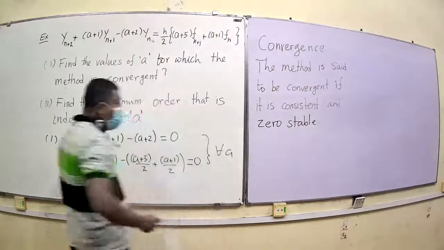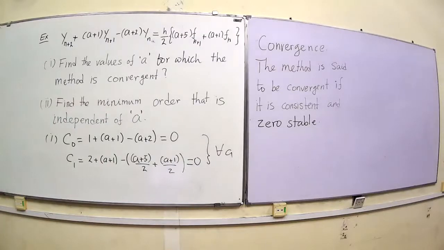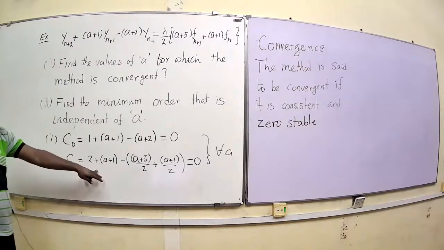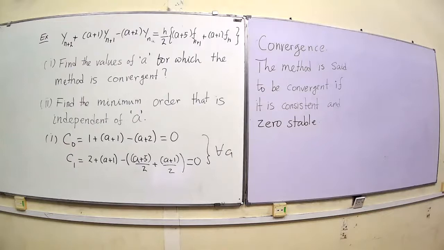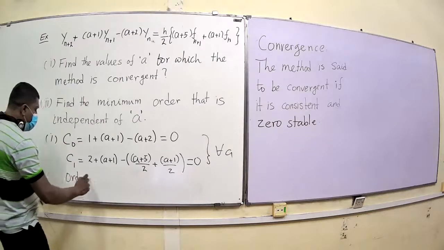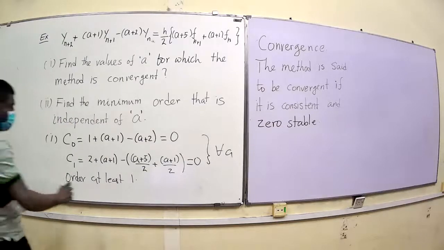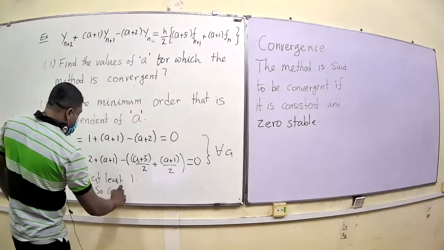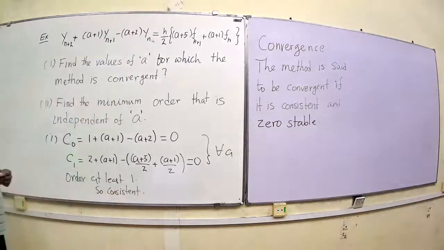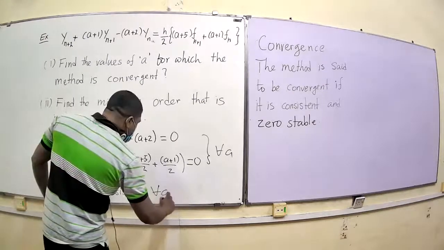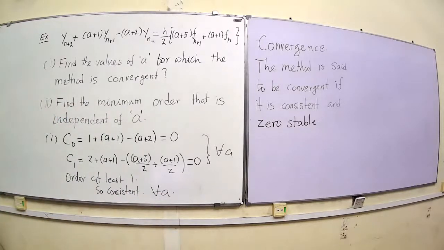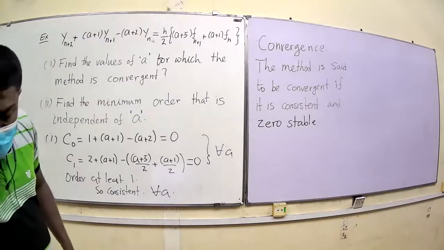And these two results are true for all a. Right? So you can easily check that C0 and C1 are 0 for all a. Right? So even though whatever number you put for a, C1 is always 0. Whatever number you put for a here, C0 is also 0. So order at least 1. And so you clearly know order at least 1. So consistent. So that part is okay. Consistency you prove. Right? For all a, it is consistent for all a. Right? So that's true. Now you need to check the zero stability.